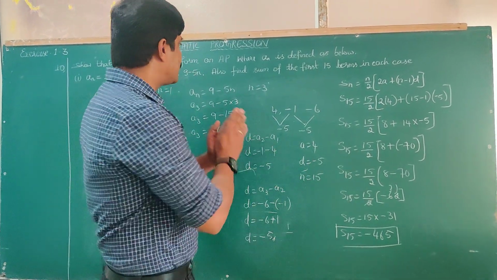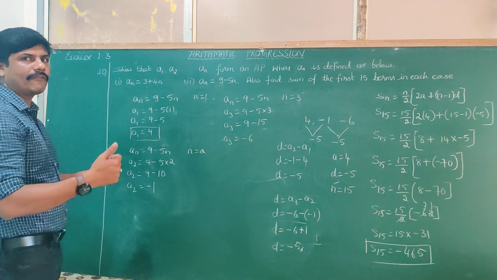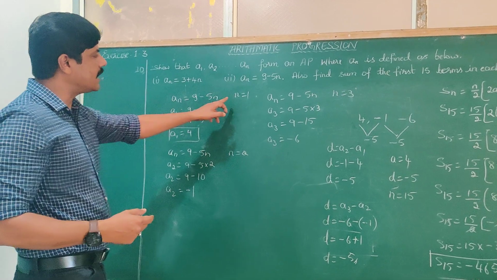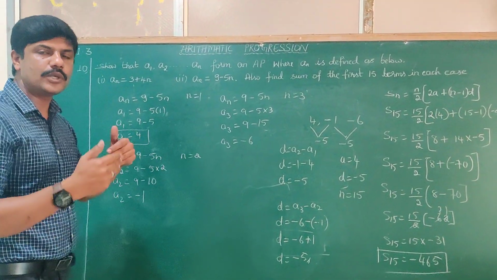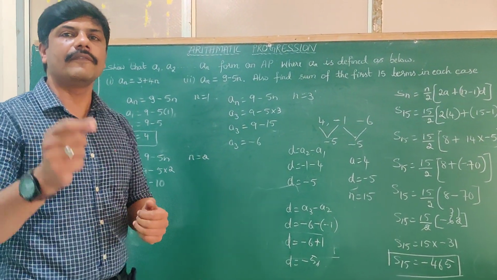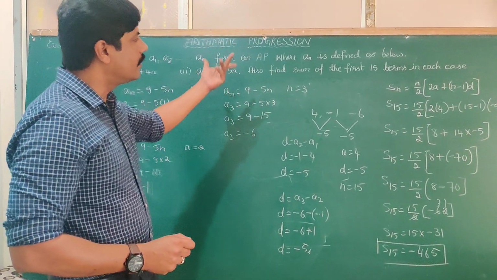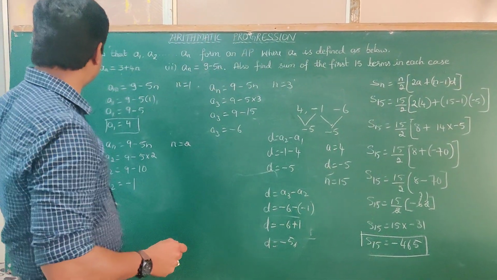Did you understand, children? It's very easy. The only thing is you need to follow a certain principle. After following that, you will very easily get it. Just place n value as 1, 2, 3 to get the first, second, third terms. Once you get them, you see whether they have a common difference or not. If they have a common difference, then they are called an AP, and you can find immediately the sum of 15 terms. Understand, children? Now we'll enter into the 11th problem.